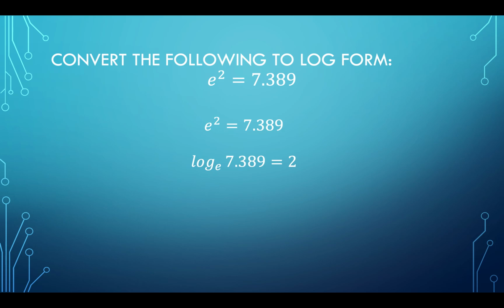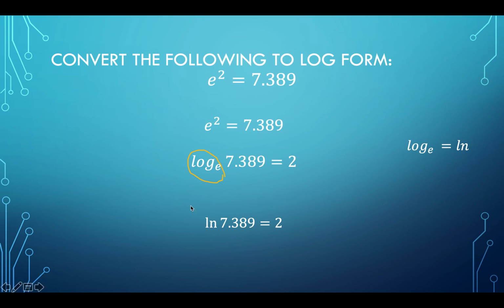Once we get that, we're not done just yet. Technically, it's in log form, but when we see log e, we don't like to have that. So we want to get rid of it. Log base e, we can replace that with ln. So whenever we see log base e, replace that with ln. So I go ahead and replace that. Now I'm left with ln of 7.389 is equal to 2.